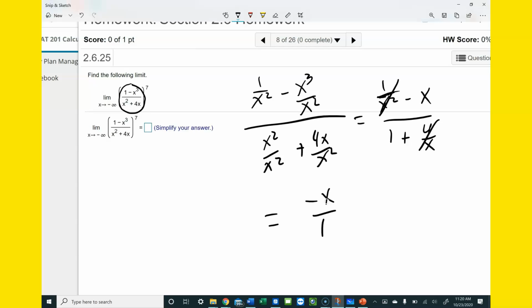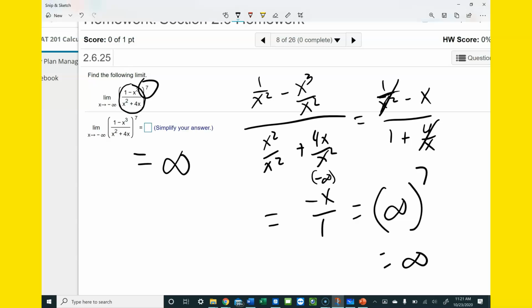Now plug in negative infinity for x, and what do you get? Plug in negative infinity right here, and you get infinity, right? Infinity over 1, or just infinity. And then infinity to the 7th power is infinity. So this limit should be infinity.